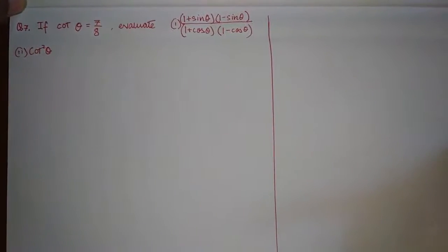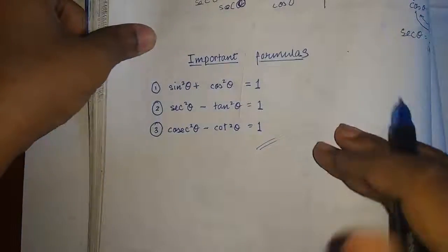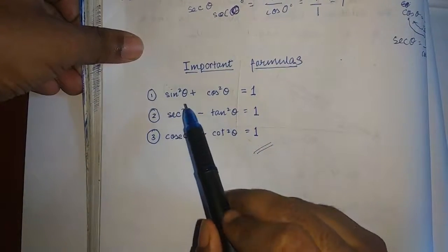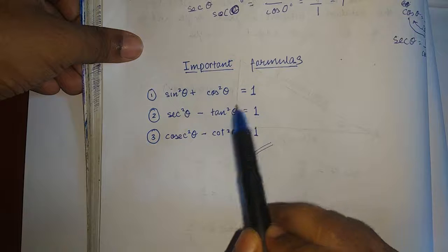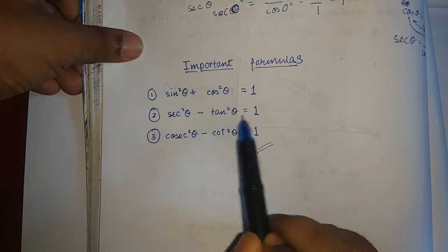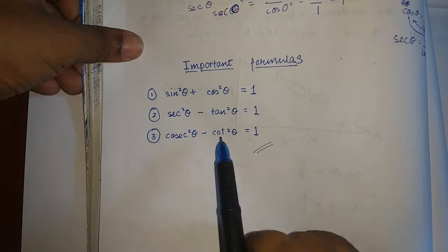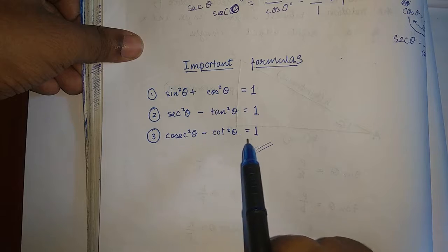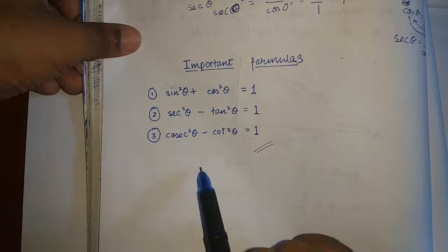Oh yeah, before you start this question, you have to learn the three formulas by heart. These are the three formulas. Sin square theta plus cos square theta is equal to 1. Sec square theta minus tan square theta is equal to 1. Cosec square theta minus cot square theta equals 1. You have to learn all this by heart.